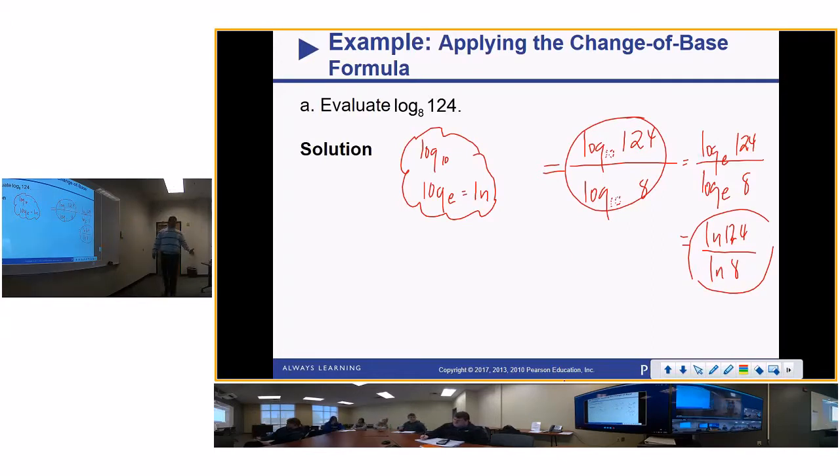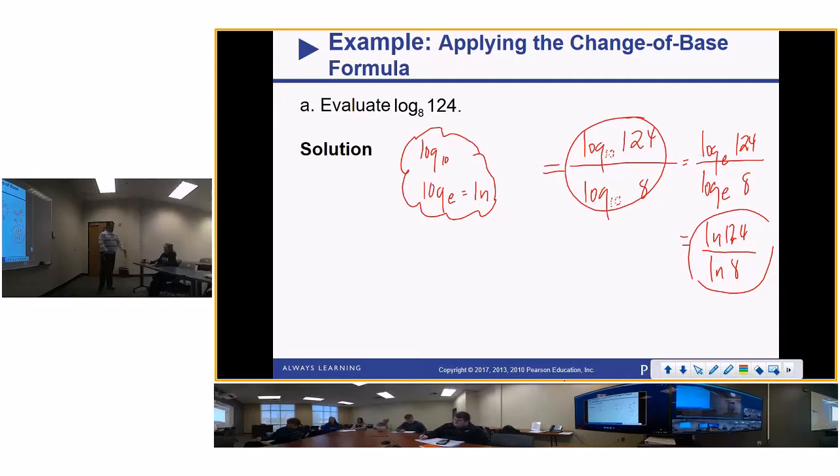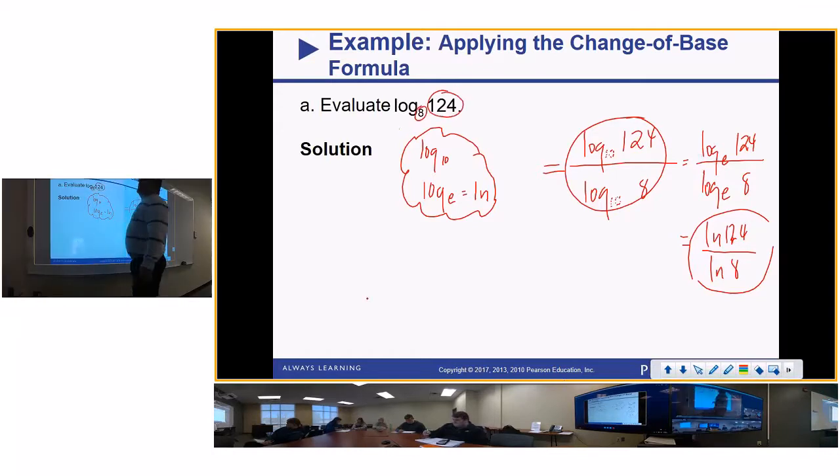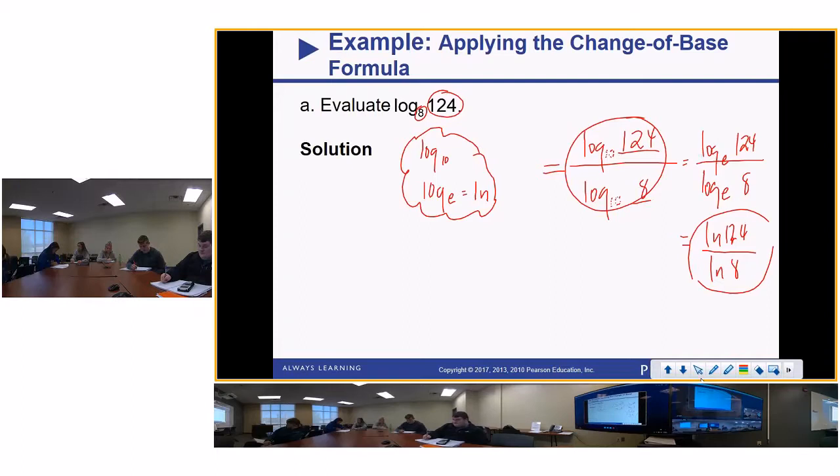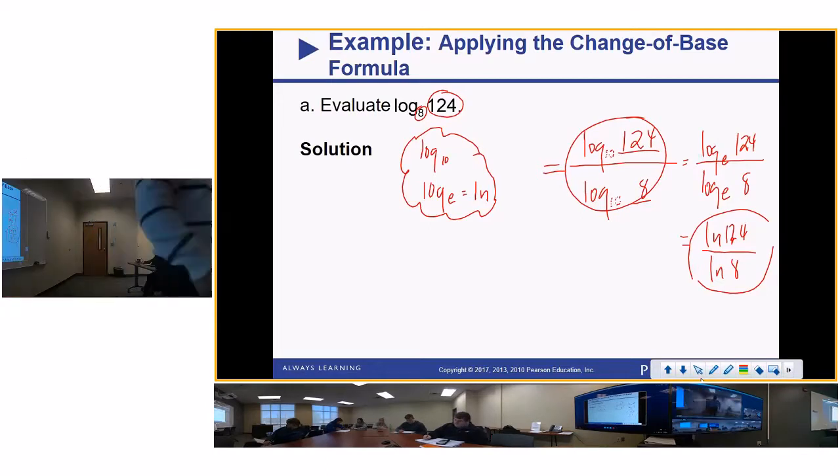Now, out of all the formulas and all the equations that you're learning in this section, the change base formula is the easiest one, because once you do it one time, you know how to do it. You take the log of the biggest number over the log of the base. So it's real simple. You might get one of these on the test because it's pretty simple.